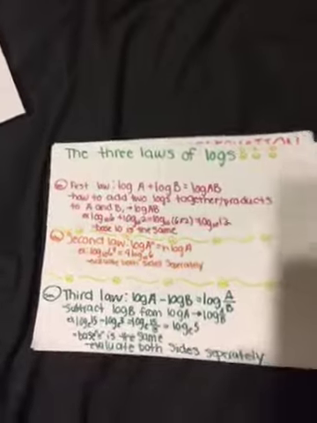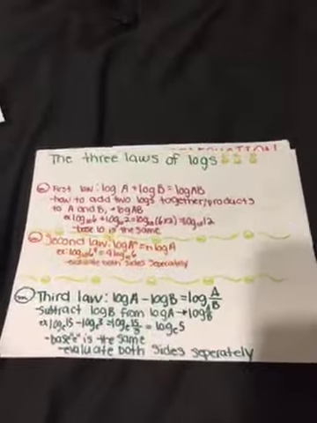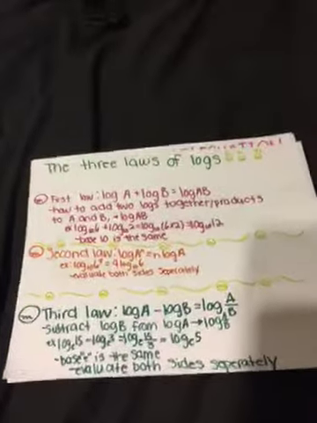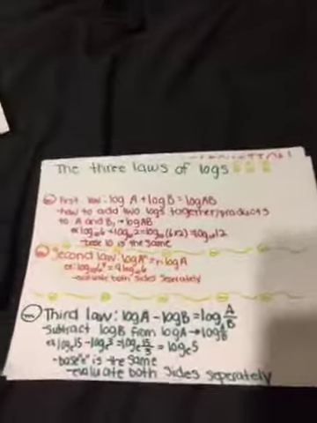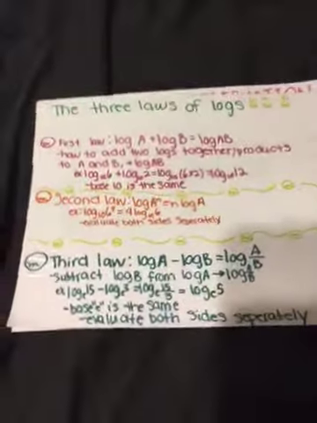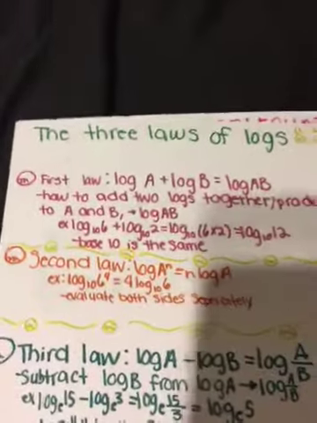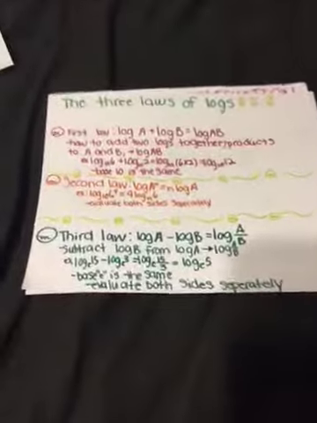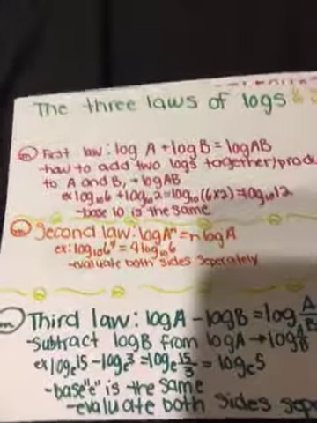The 3 laws of the logs. First law, addition is equal to multiplication. If we have 2 logs, log A and log B, and we have them in an addition equation, they would come out to be log A times B. But the thing about that is that both logs have to have the same base, as do all of the other rules.